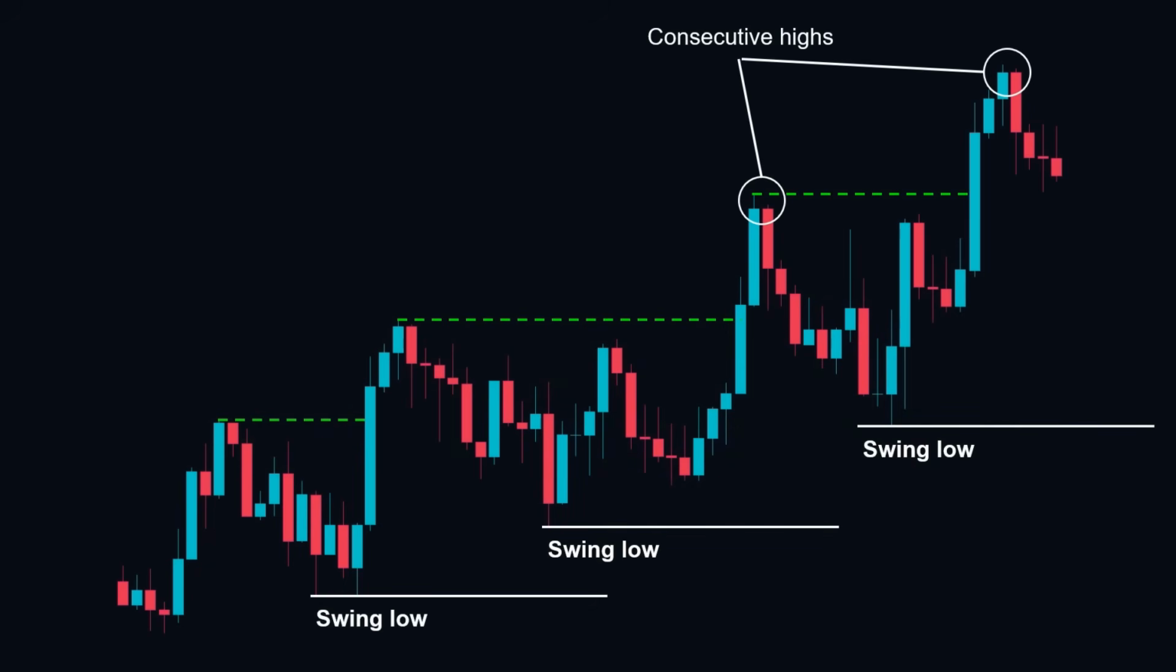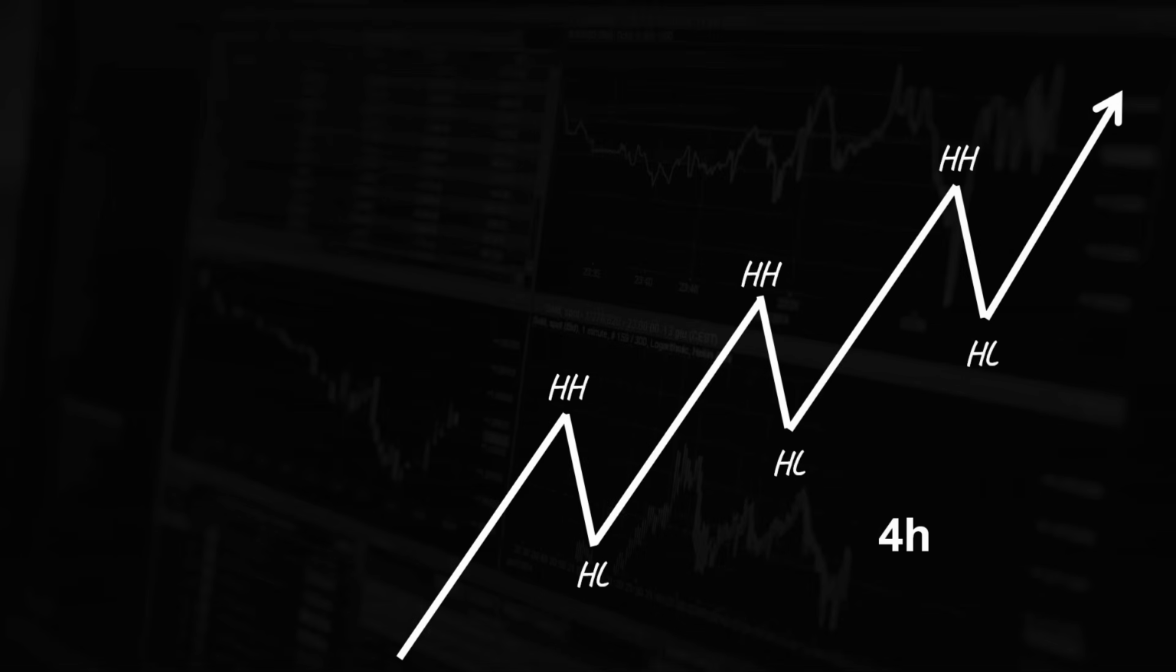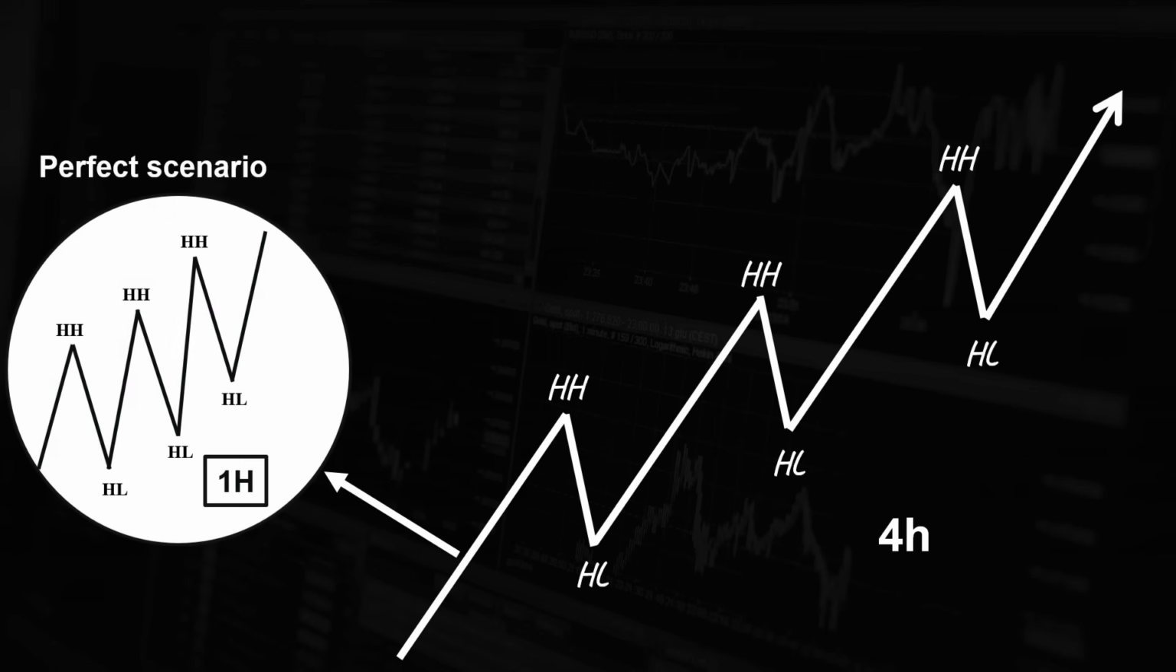To answer this question, you need to understand the factual nature of the market. Imagine we have an obvious uptrend on the 4-hour time frame with a series of impulsive and corrective moves. The market continuously makes new higher highs and respects the higher lows. If you zoom into the 1-hour time frame, you will notice that this 4-hour impulse wave consists of impulsive and corrective moves that respect the higher lows in the perfect scenario.